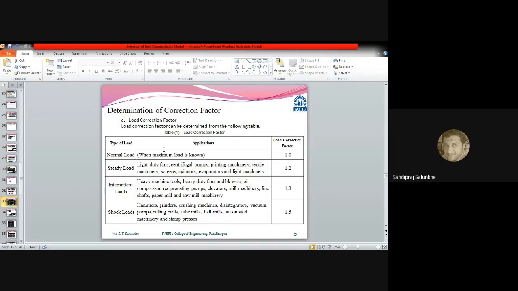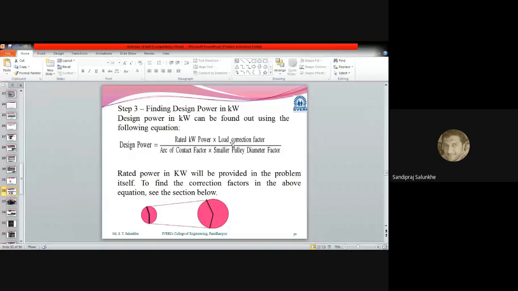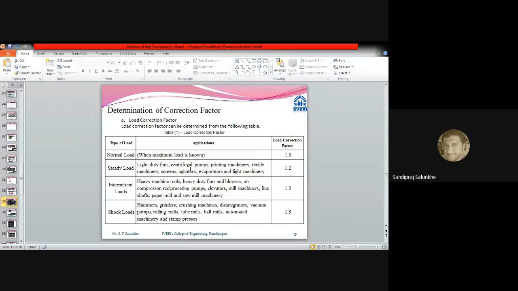Now, how to select that load correction factor? This load correction factor mentioned in the above formula, I have already told you, depends upon where that belt is used.